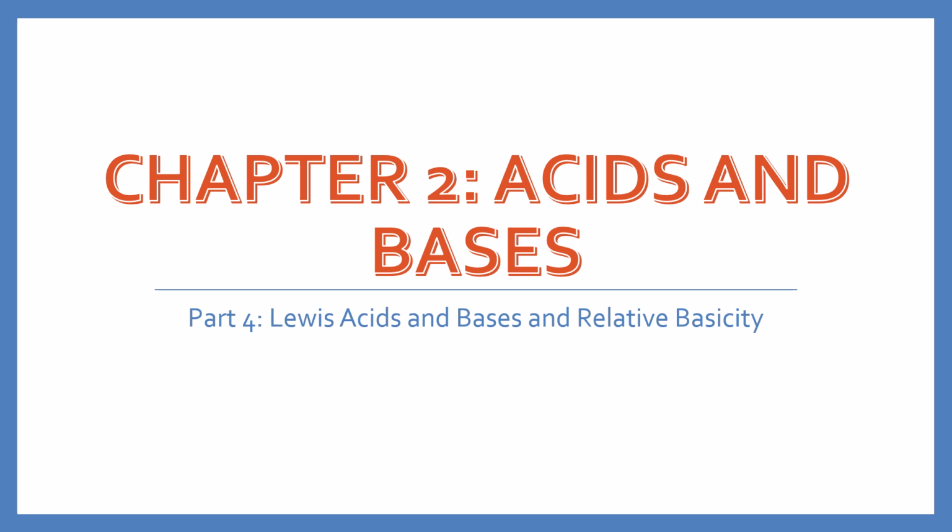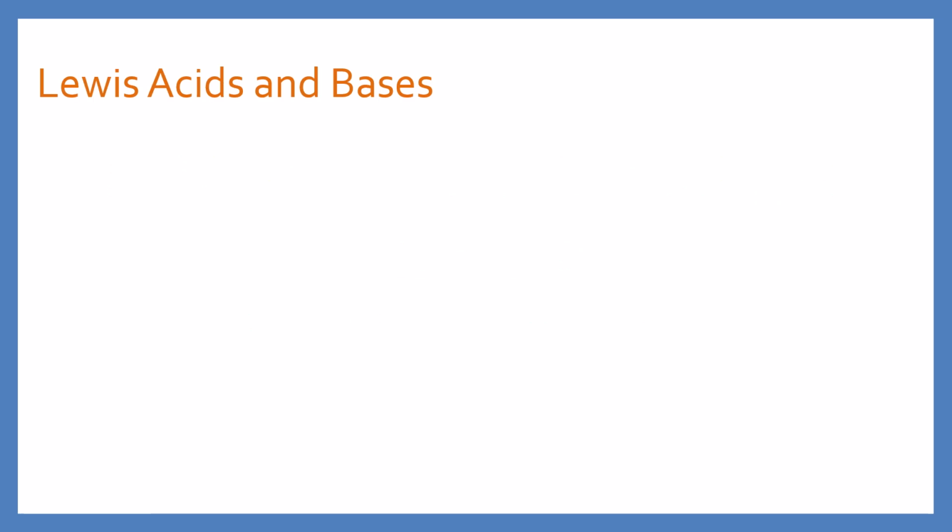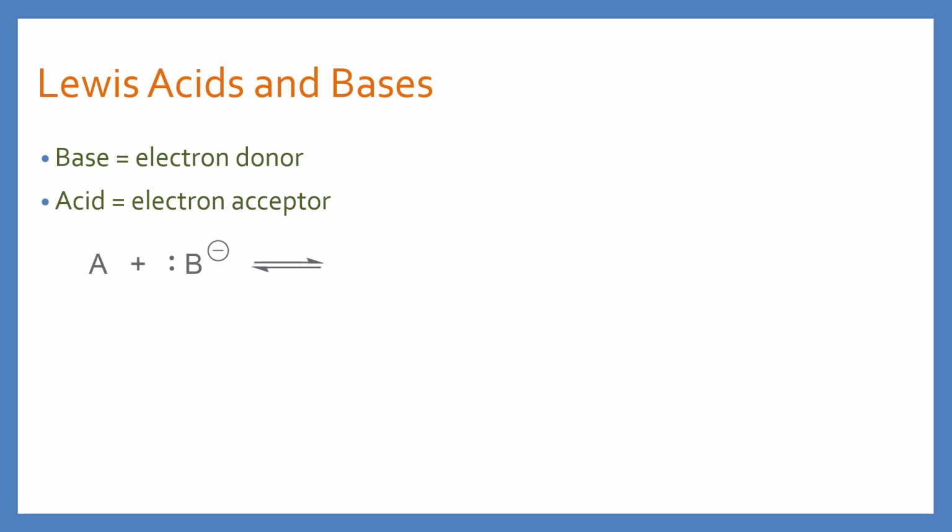Chapter 2, Part 4, Lewis acids and bases and relative basicity. The Lewis acid and base definition is that a base is an electron donor and an acid is an electron acceptor. Now, this seems like it's not at all related to Bronsted-Lowry, but in fact, this is very much related, and the two go hand in hand. So let's look at some examples.